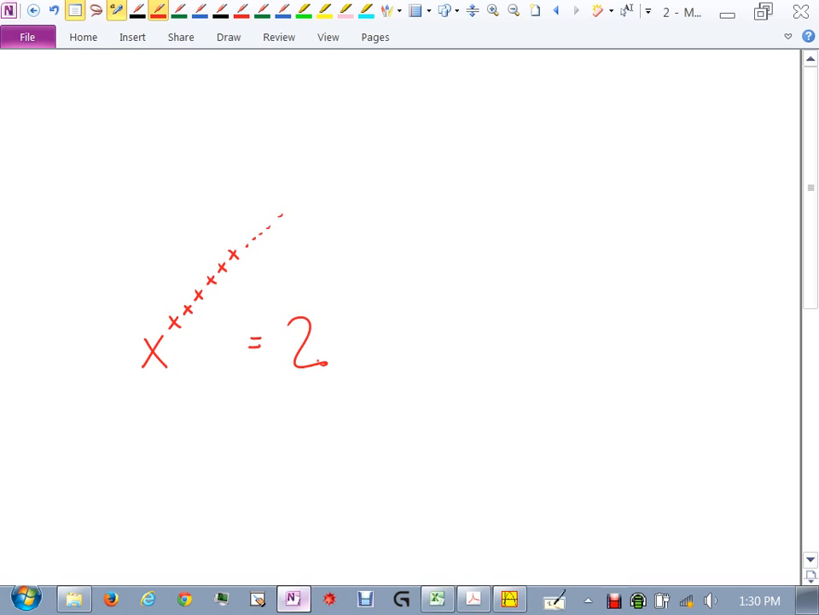x to the x to the x forever is equal to 2. Solve for x. So what number, when you raise it to itself, to itself, to itself, to itself forever, will equal 2? Well, we have to first agree that if this equation has a solution, then this is true. I mean, if there is an answer, the assumption is that that's true. If there's an answer, then that has to be true.